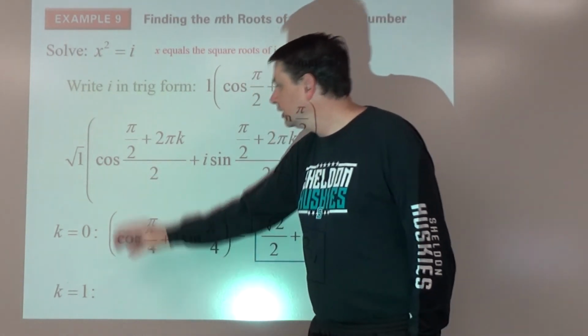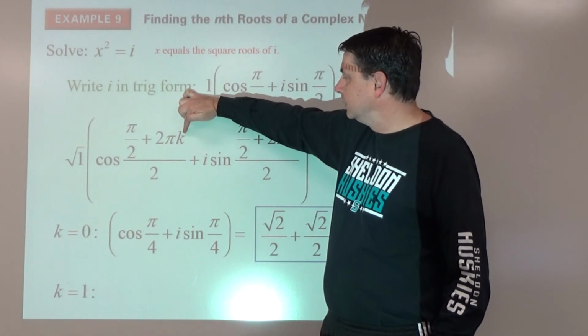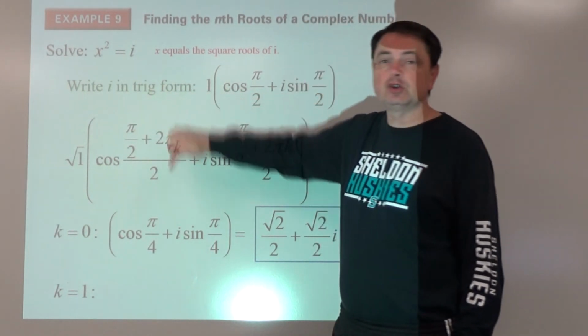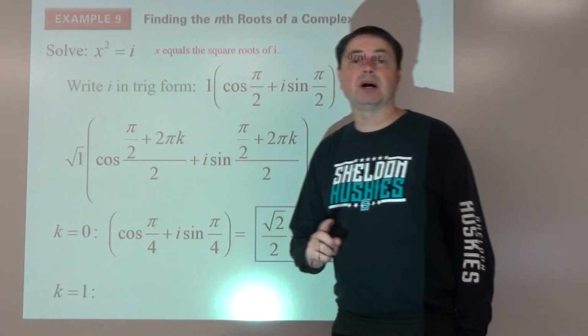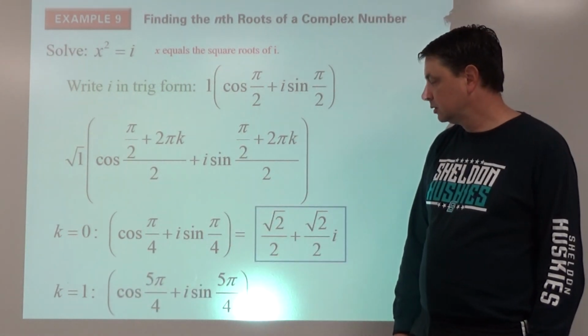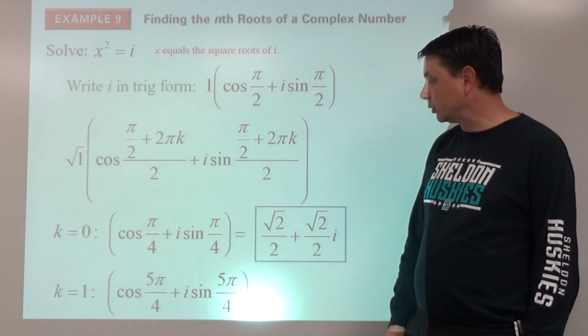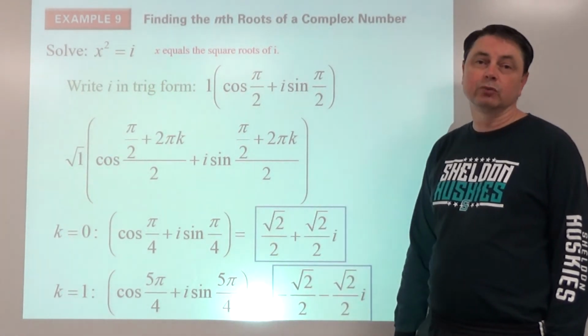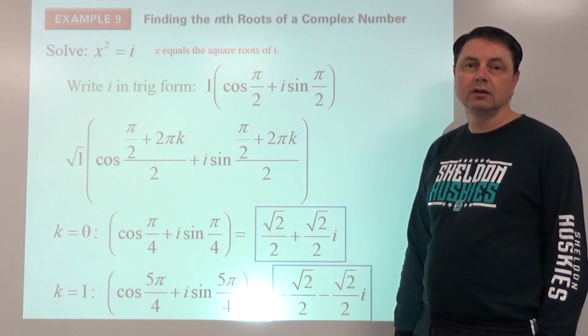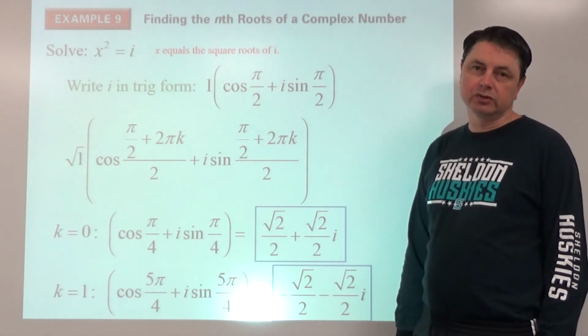For the other one, we now do k is 1, so pi over 2 plus 2 pi is going to be 5 pi over 2. Divided by 2 is 5 pi over 4. Now we're in quadrant 3, so we're going to be negative here, negative here. And those are going to be the roots of i, both of the square roots of i.